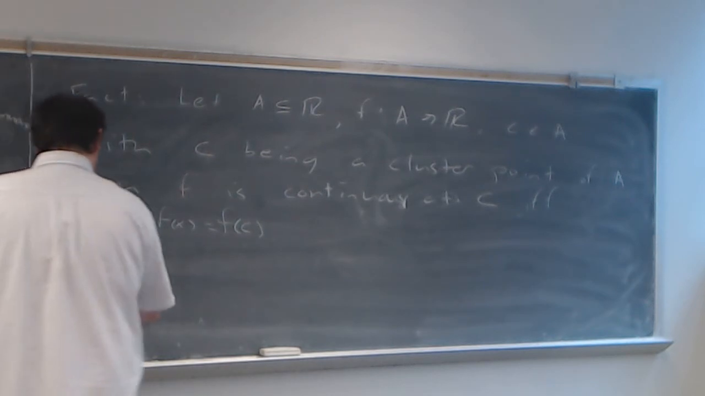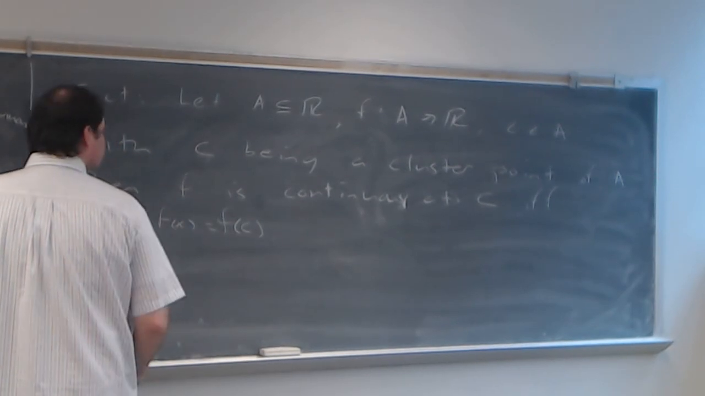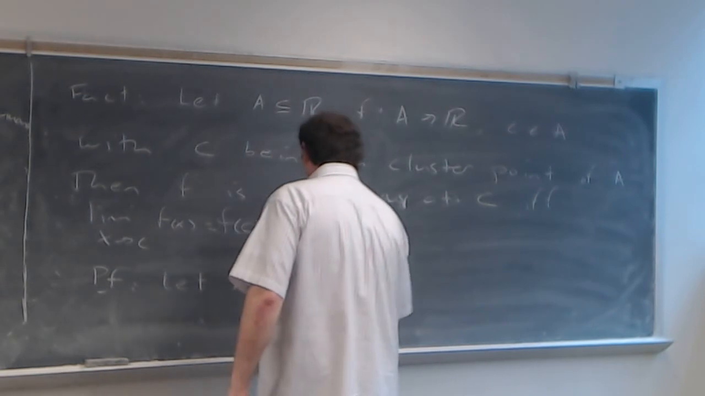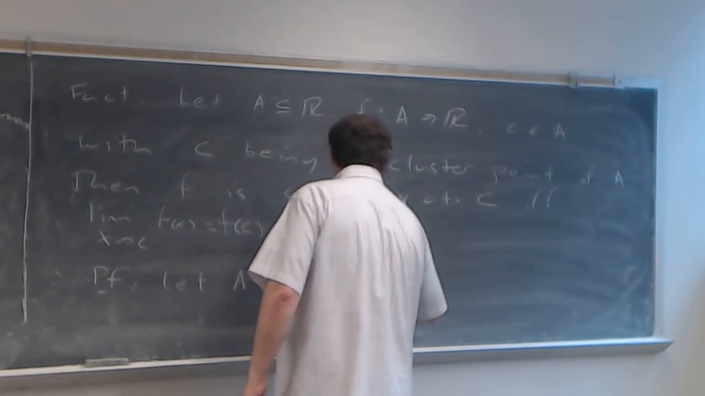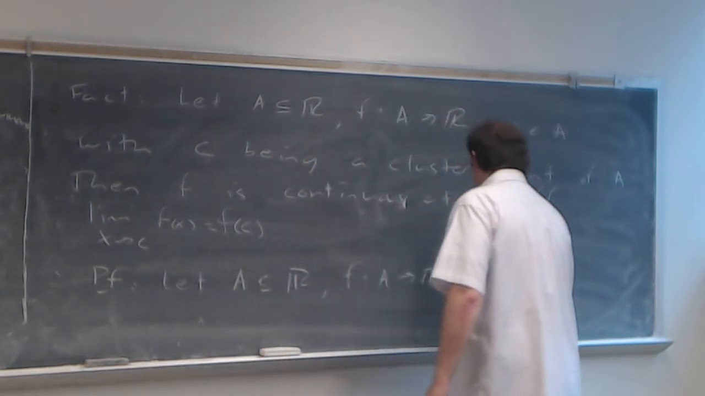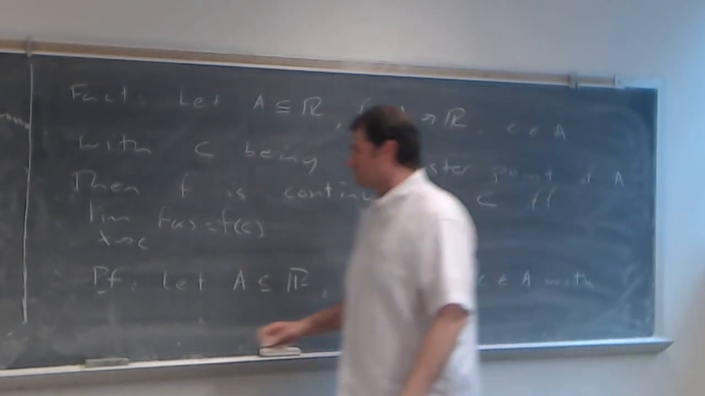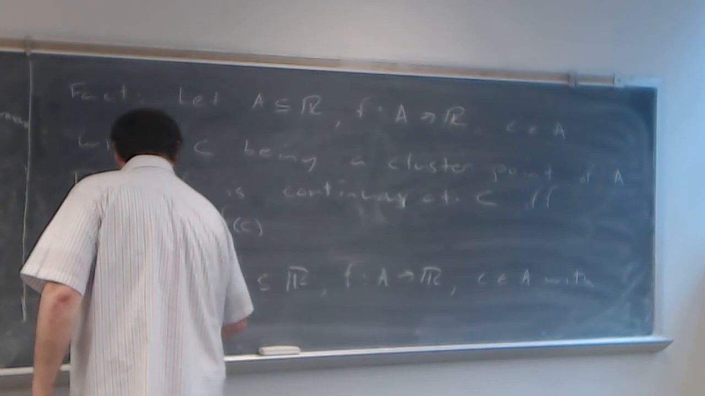Okay, let's do a proof. So here we're going to let A be a subset of R, f go from A to R, c be an element of A with c being a cluster point.